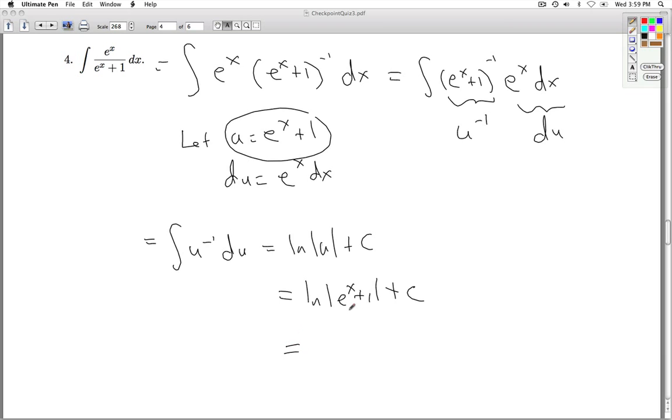However, if we are a little careful here, e to the x is always a positive number, so e to the x plus 1 is especially positive. That means I don't really need the absolute values, and I can relax this to natural log of the quantity, e to the x plus 1 plus c. The ultimate check is take the derivative.